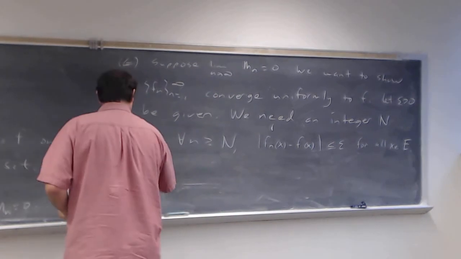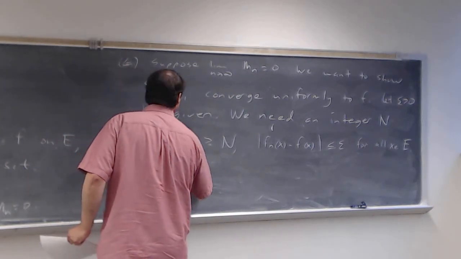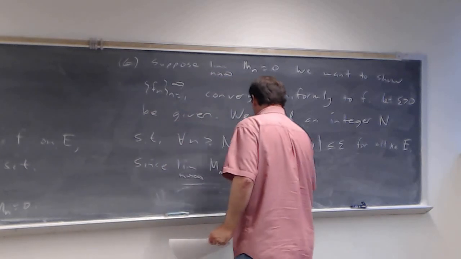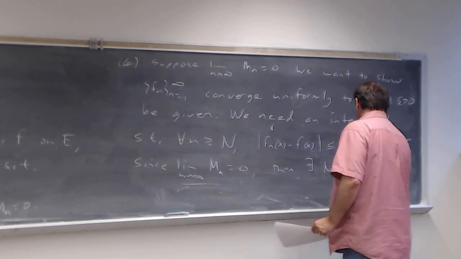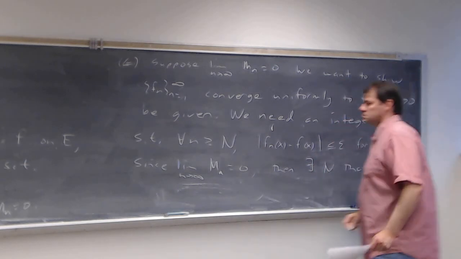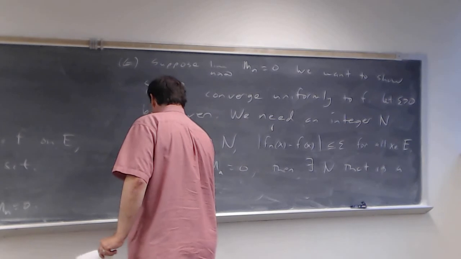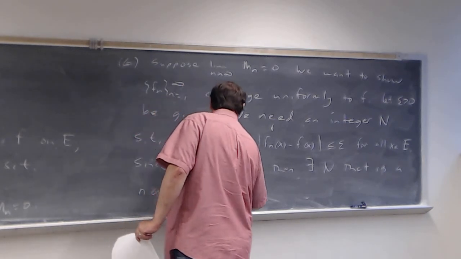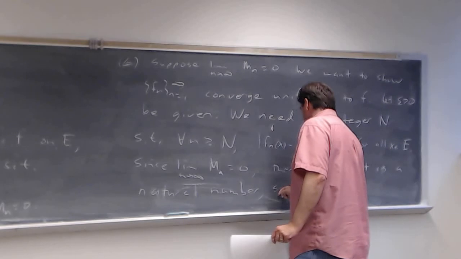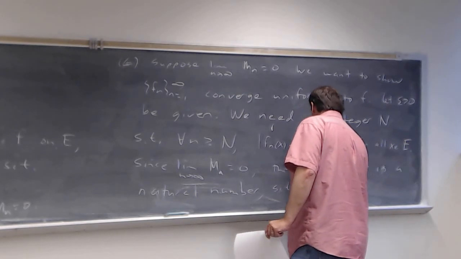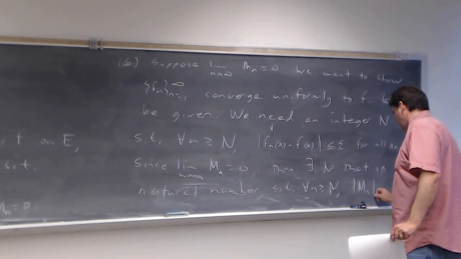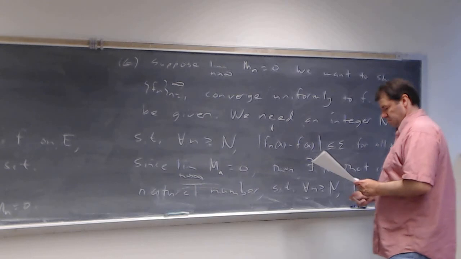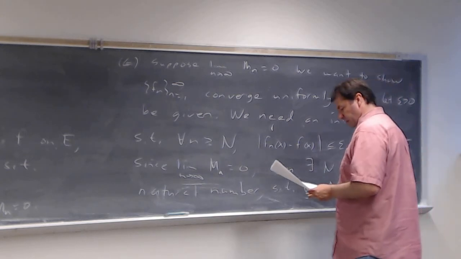Okay. Since the limit as n goes to infinity of M sub n equals 0, then there exists a natural number big N such that for all n bigger than or equal to this big N, the absolute value of M sub n will be less than epsilon. And so that's going to give us some implications.